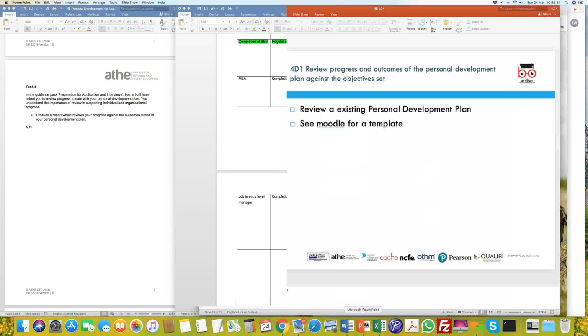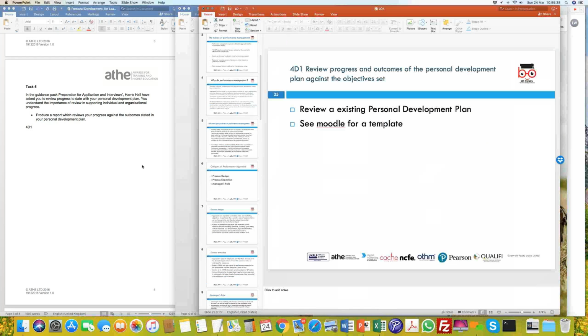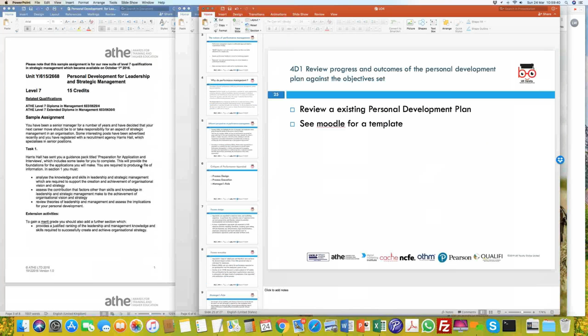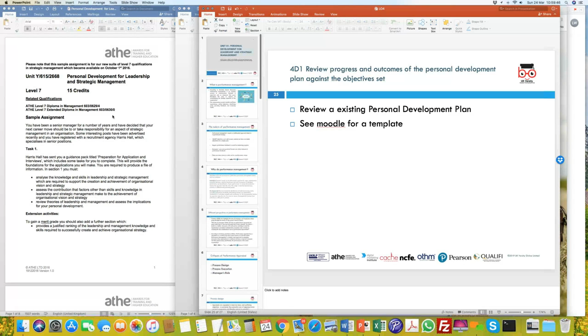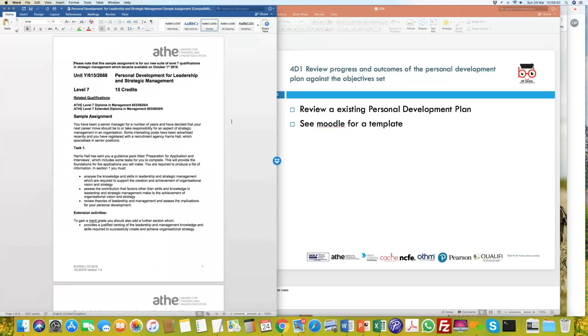So with this, we will come to the end of learning outcome 4 and this particular unit, which is personal development for leadership and strategic management. My suggestion would be to now look at the assignment brief and get into it to start attempting this assignment, which is up on Moodle.